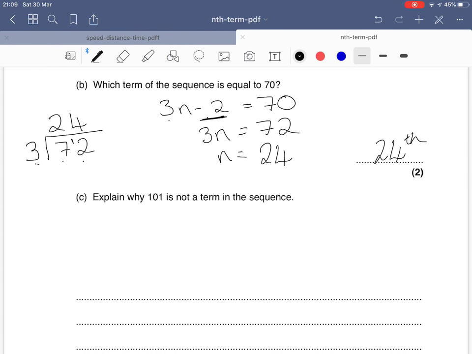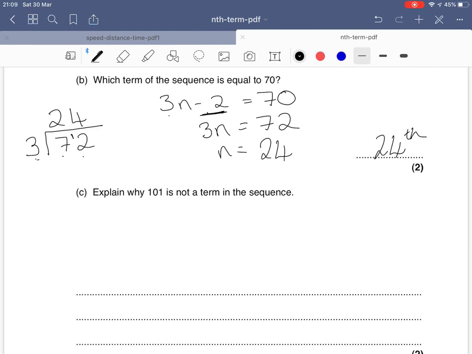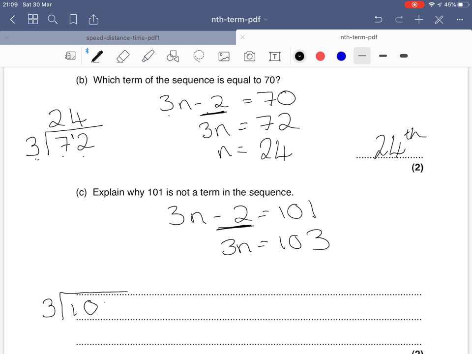Explain why 101 is not a term in the sequence. Just like the top one, we're going to put it equal to 101. So 3n minus 2 equals 101. First, going to add the 2, so 3n is 103. Use your bus stop method to see if 3 goes into 103. So how many 3s go into 1?